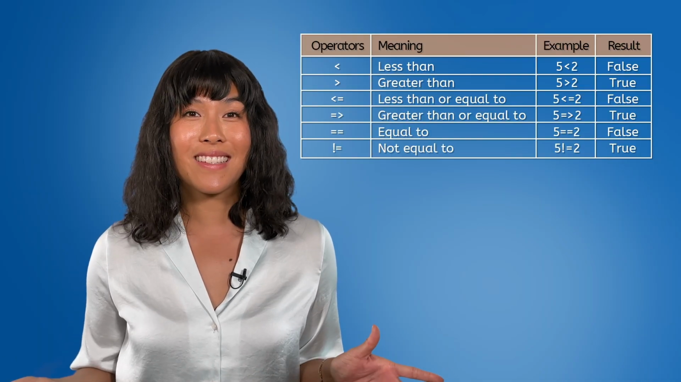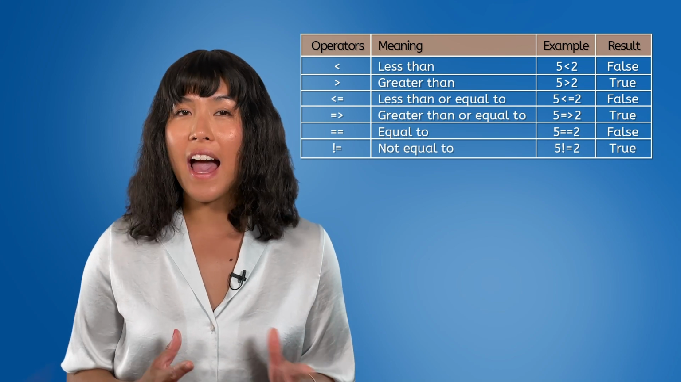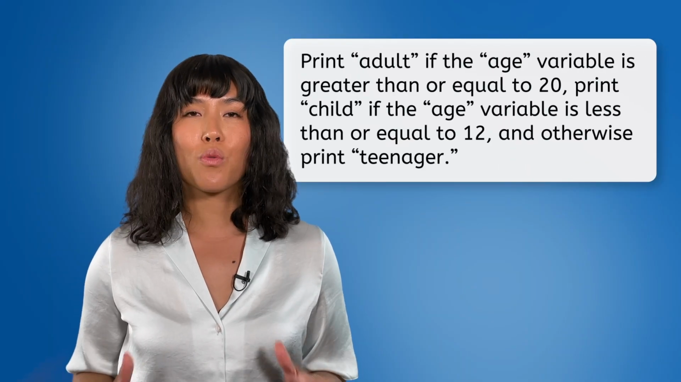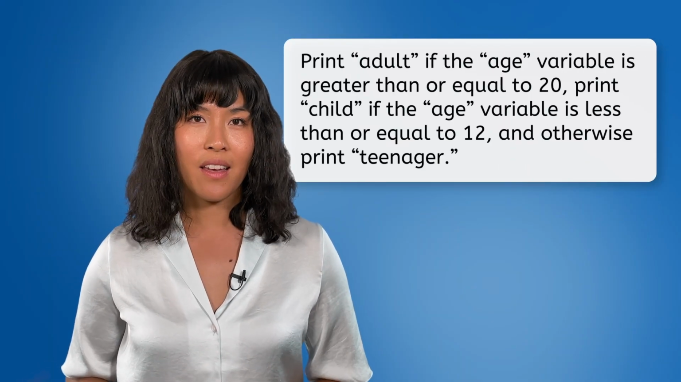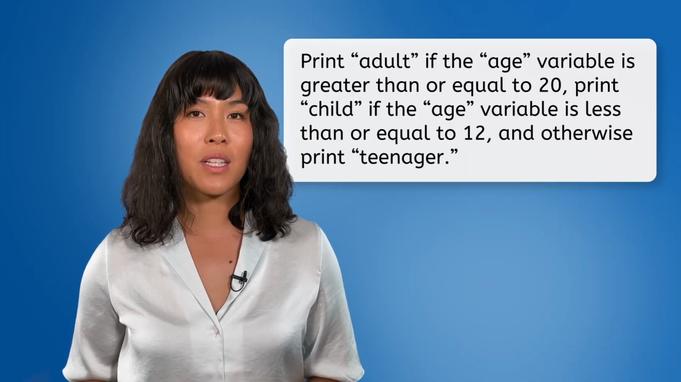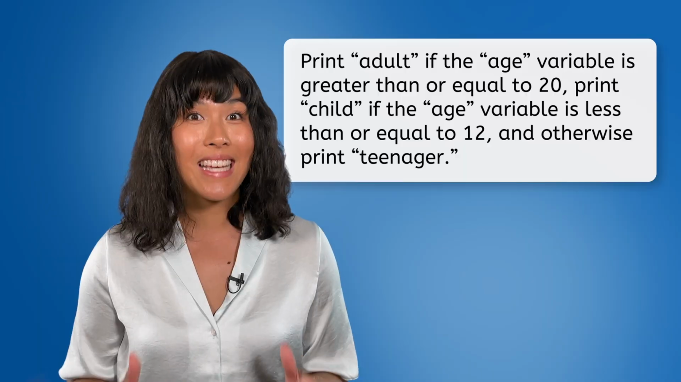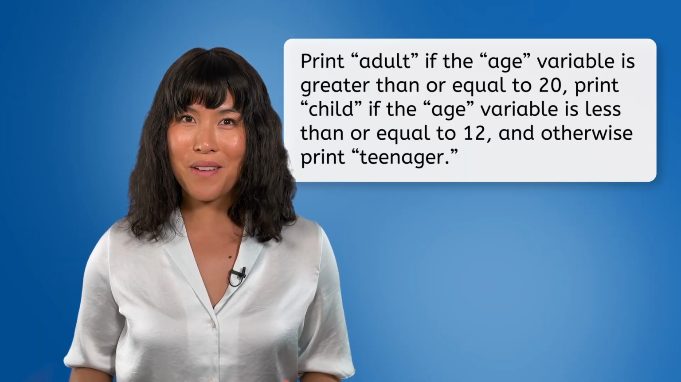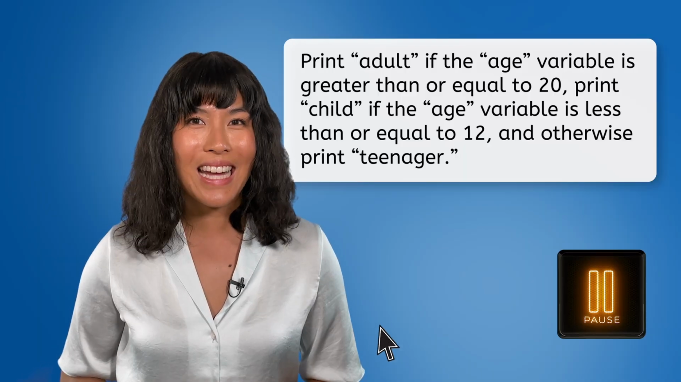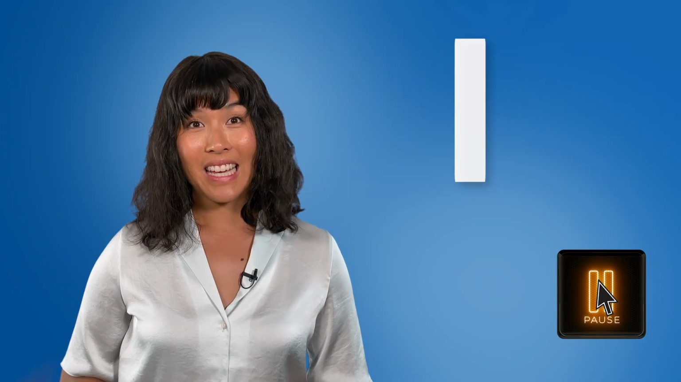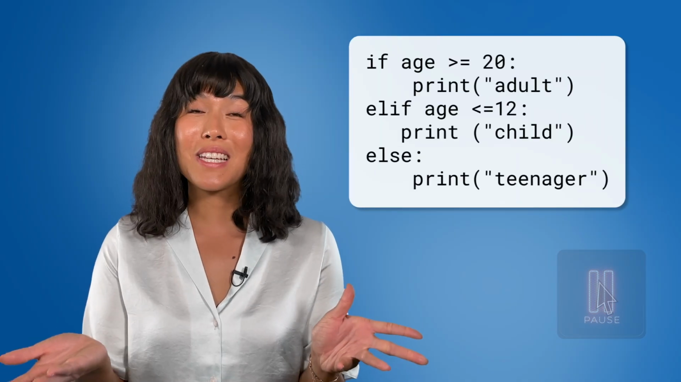Let's use some of these. Can you write an if, elif, else statement to print the following? Print adult if the age variable is greater than or equal to 20. Print child if the age variable is less than or equal to 12. And otherwise, print teenager. Pause the video here and try this in your guided notes. Here is the code. Compare it to your answer.